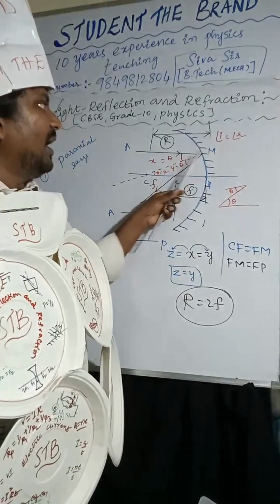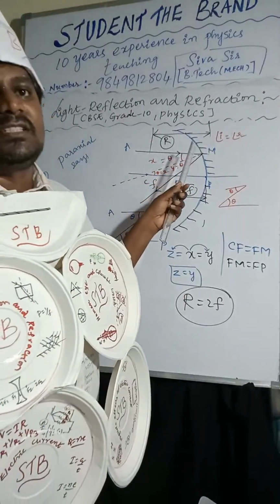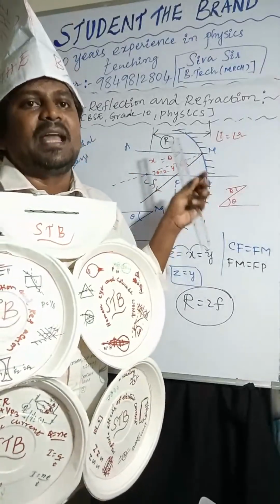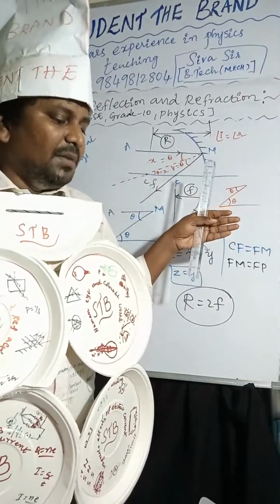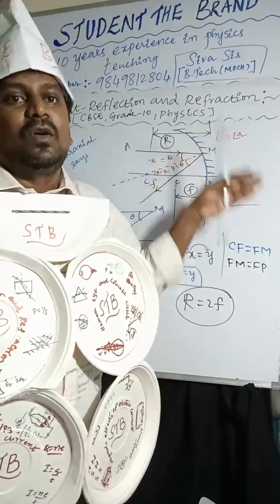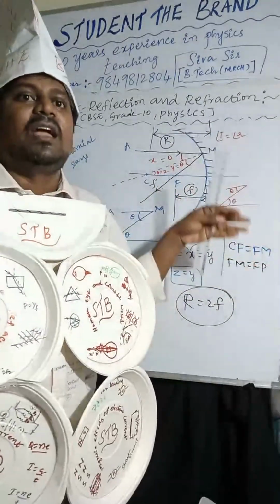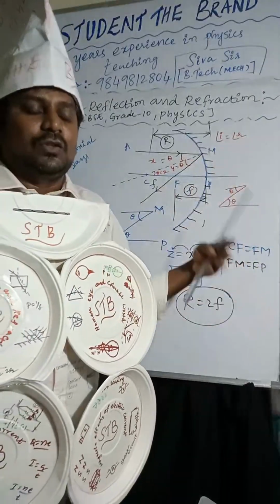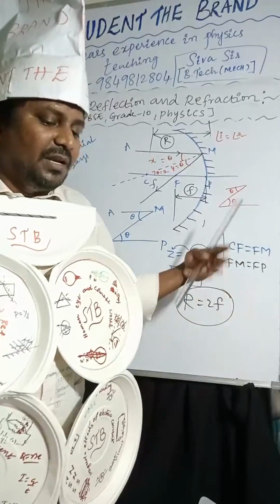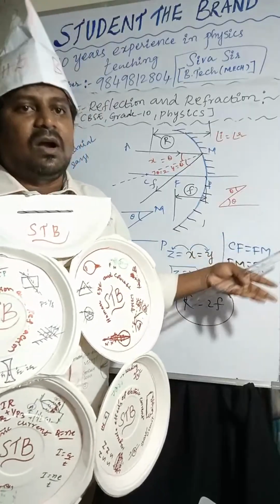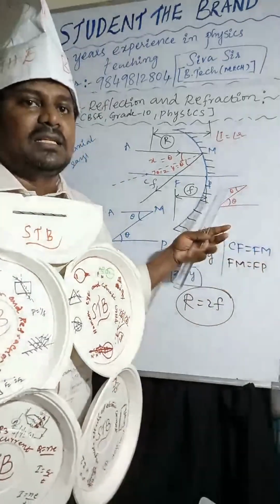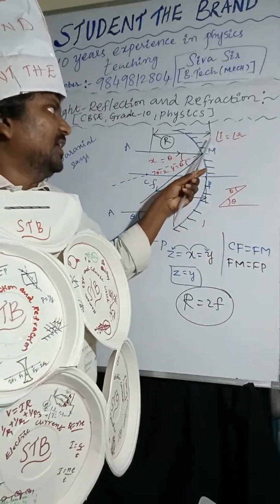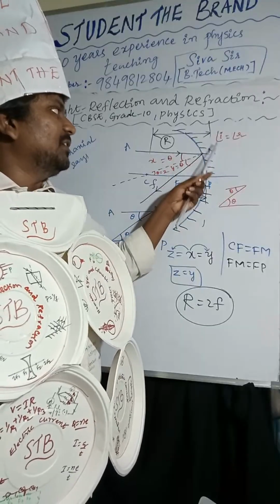What light rays are we taking here? Paraxial rays. Paraxial rays are the rays which are very close to the principal axis. Here I am taking paraxial rays, so this M is very close to P.